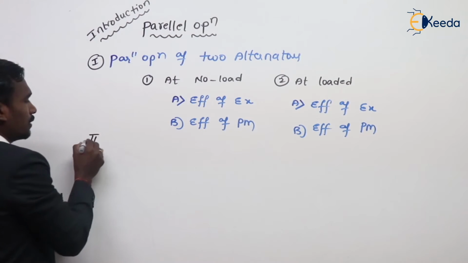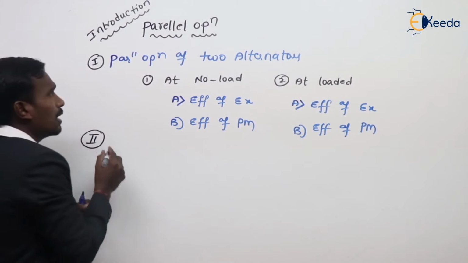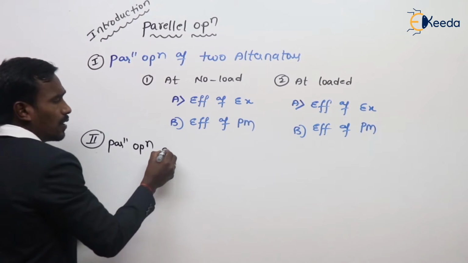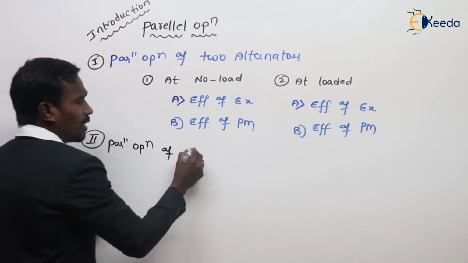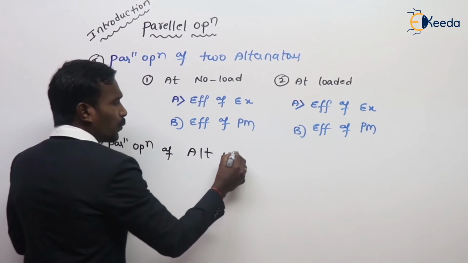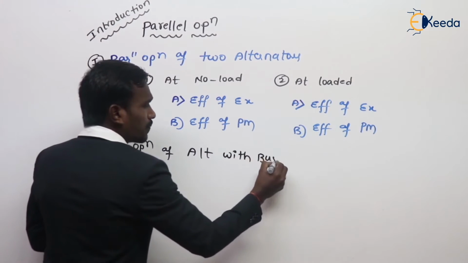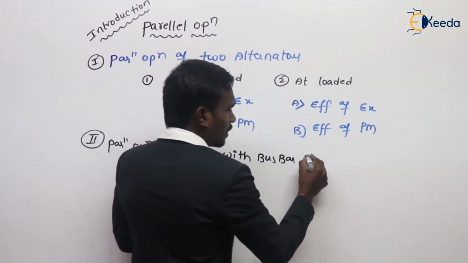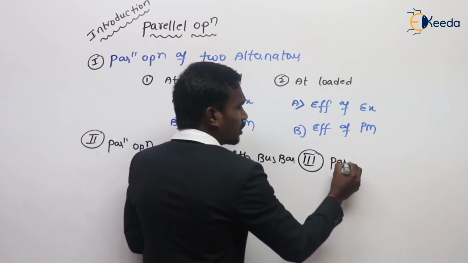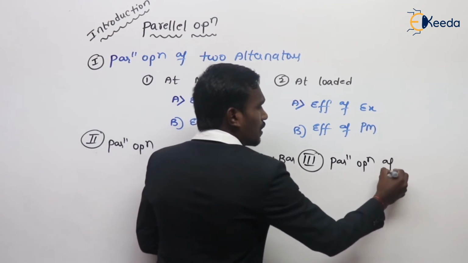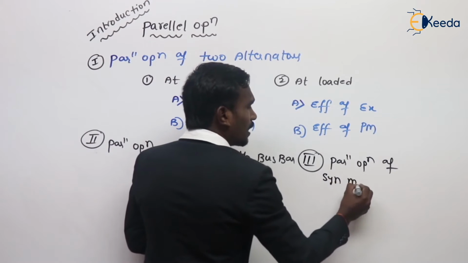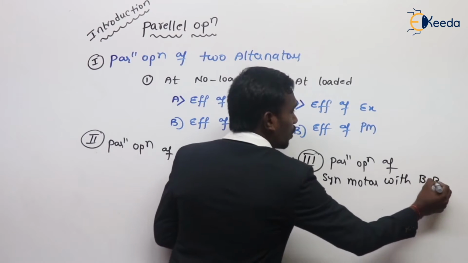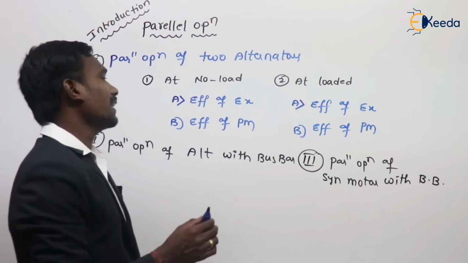And in second one, what is second one? Parallel operation of alternator with bus bar. And next one, parallel operation of synchronous motor with bus bar. This is the next concept.